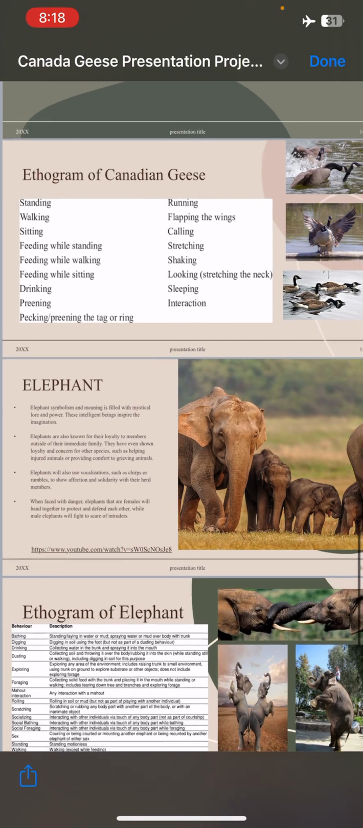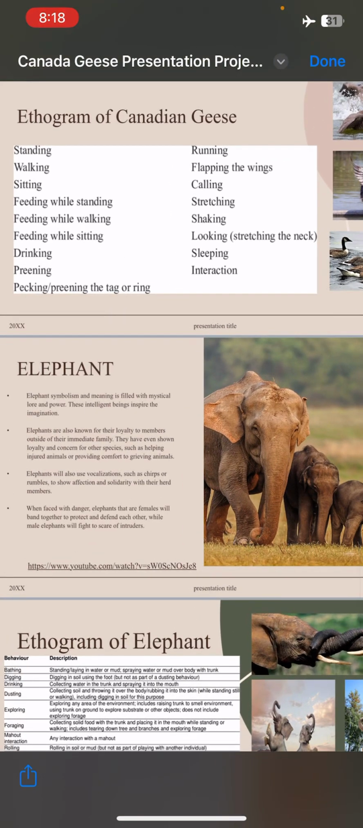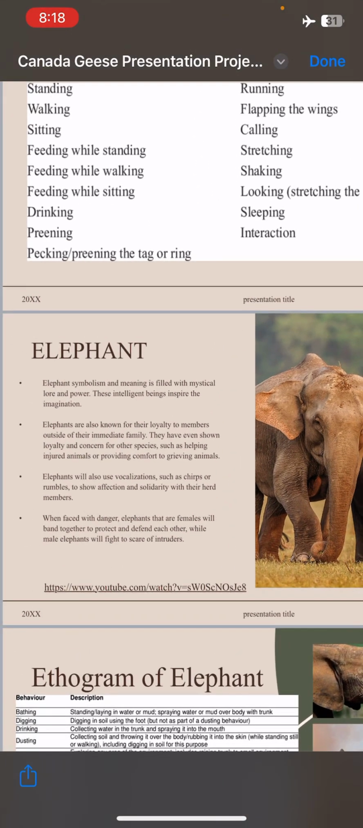And the second taxon I would like to mention is the elephant. The elephant symbolism, the meaning, is filled with mystical lore and power. These intelligent beings inspire imagination. They are also known for their loyalty to members, and especially to their immediate family members.